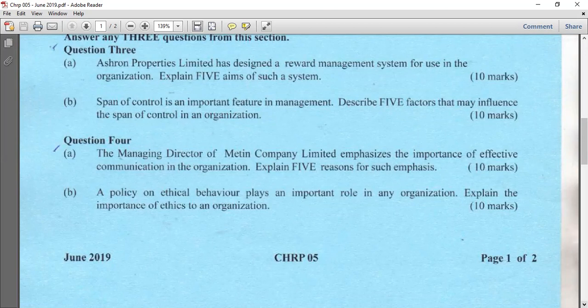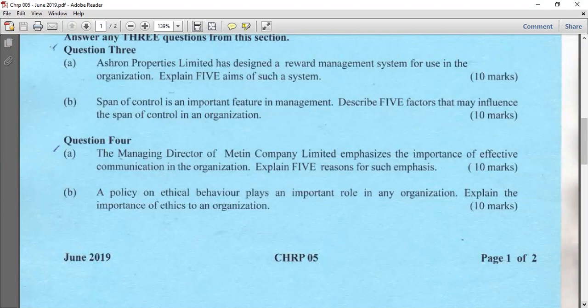Anybody? Five aims. Number one? I think it's a way of motivating the team. Contributing to the work of the team. Next? To encourage greater productivity. Better productivity. Next. Retain employees.